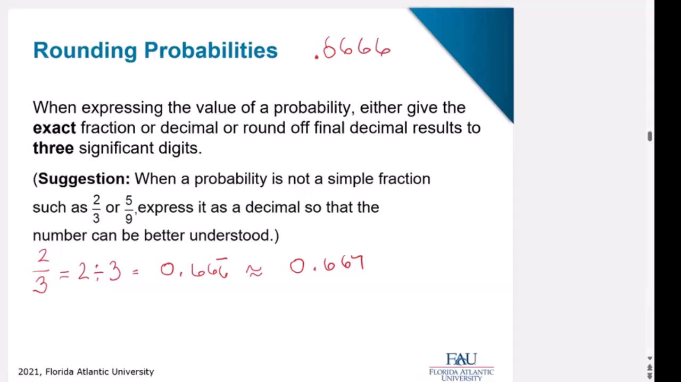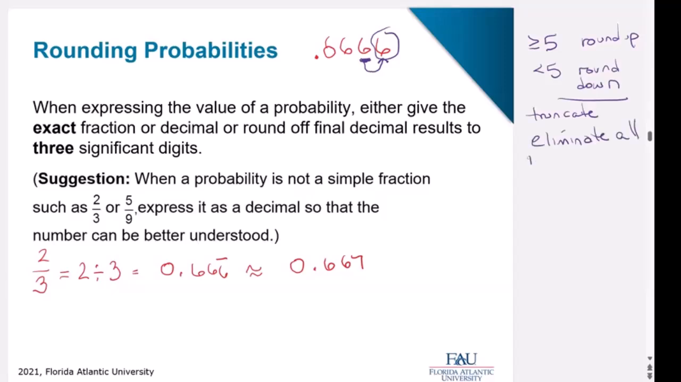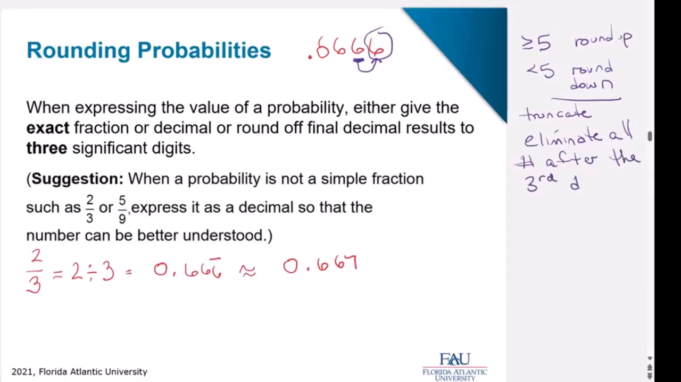If you don't know how to round, if I have 6, 6, 6, 6, and I want to round it to 3 digits, here's my third decimal place. I look 1 to the right. If this number is greater than or equal to 5, I round up. And if it's less than 5, eliminate numbers after the third digit. This is if I'm rounding to 3 digits.